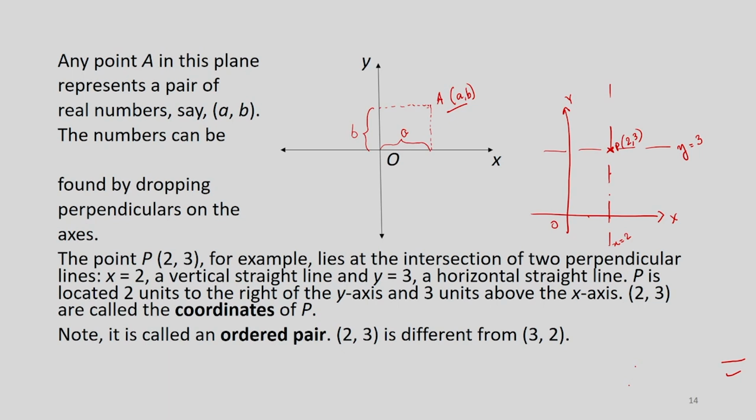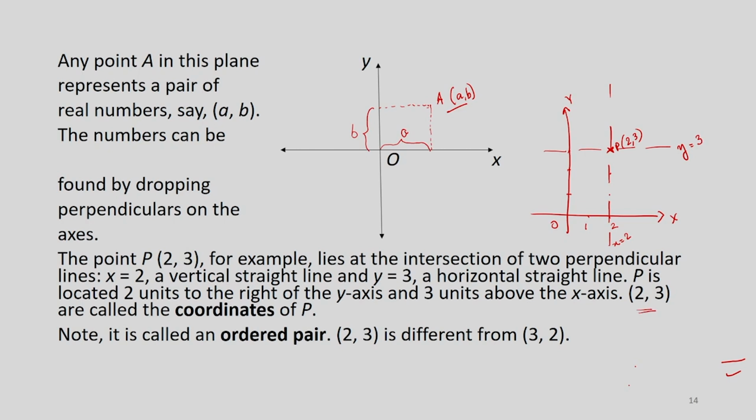P is located 2 units to the right of the y axis, you can see that here is 1, here is 2. To the right of the y axis, this is the y axis, and 3 units above the x axis. So, here is 1, here is 2 and here is 3. So, that is why it is being said that this point is lying 3 units above the x axis. 2, 3 are called the coordinates of the point P.